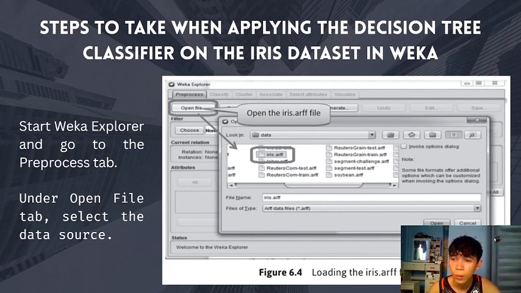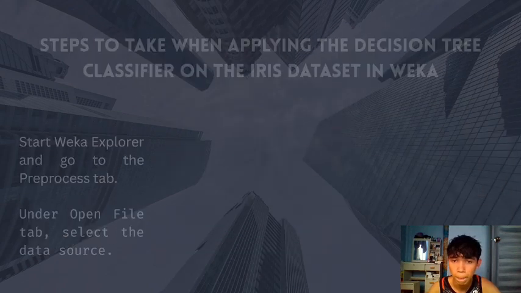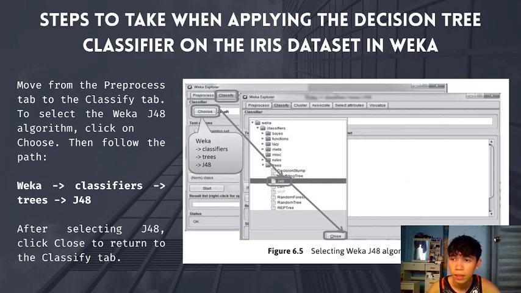So start Weka Explorer and go to the Preprocess tab, and under the Open File tab, select the data source, as you can see in figure 6.4. Then move from the Preprocess tab to the Classify tab to select the Weka J48 algorithm. Click on Choose, then follow the path weka, classifiers, trees, and then J48. After selecting J48, click Close to return to the Classify tab, as you can see in figure 6.5.